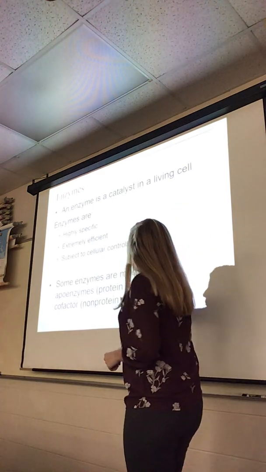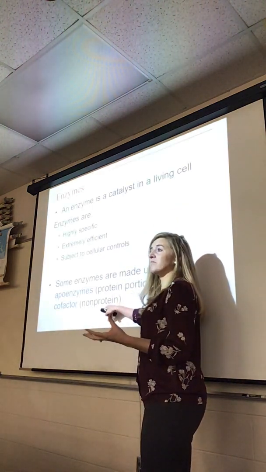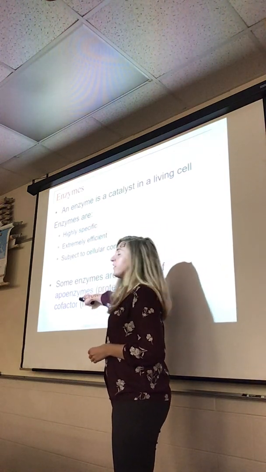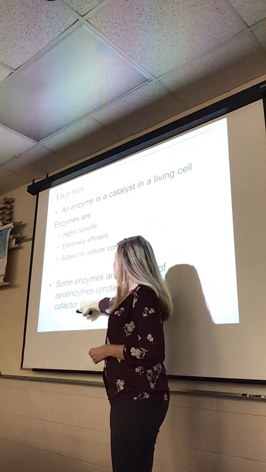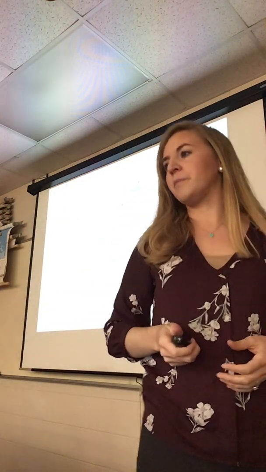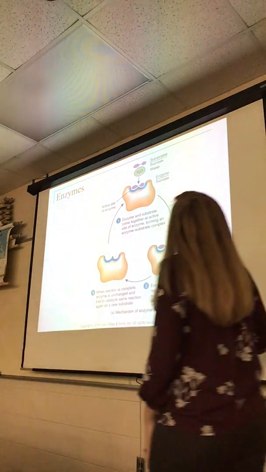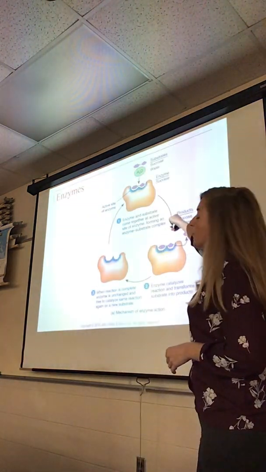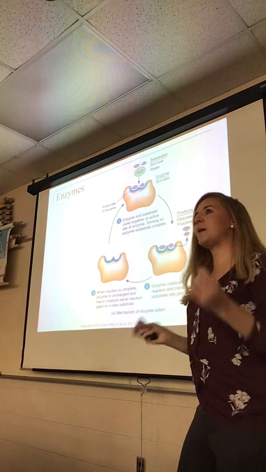Sometimes enzymes are made up of protein and non-protein together. There obviously has to be a lot of protein in an enzyme. We call the part that's made out of protein an apoenzyme, and sometimes they'll have little cofactors, sometimes little minerals that help them work. So here's an example. Let's say this enzyme is sucrase. Sucrase is going to be specific for sucrose. We already talked about sucrose today.